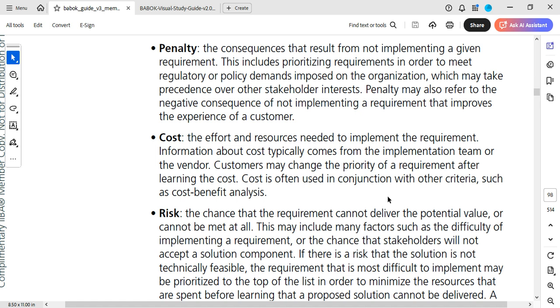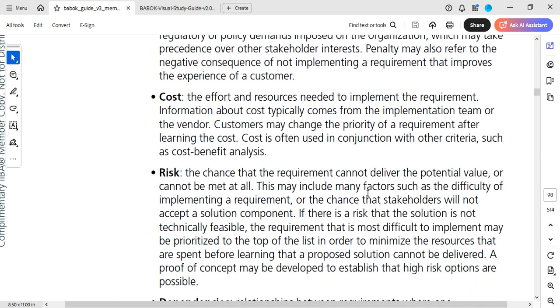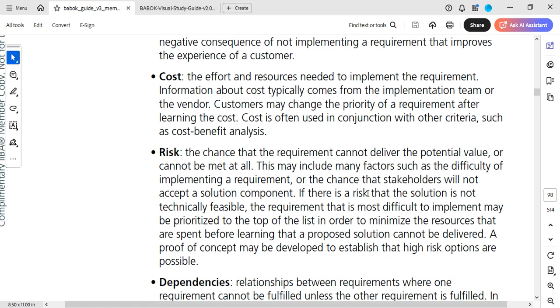So penalty may also refer to the negative consequences of not implementing a requirement that improves the experience of a customer. Very important. Customer is the kingdom, not just the key. Cost. The effort and resources needed to implement the requirement. Yeah, when we are prioritizing, know that costs will come in. Information about cost typically comes from the implementation team or the vendor. Customers may change the priority of a requirement after learning the cost. Cost is often used in conjunction with other criteria such as cost benefit analysis.